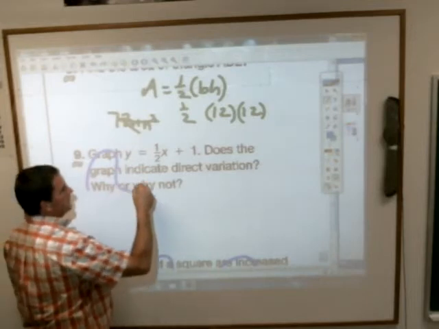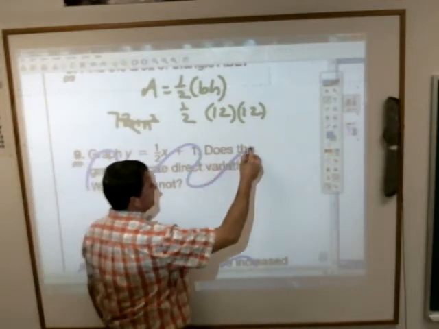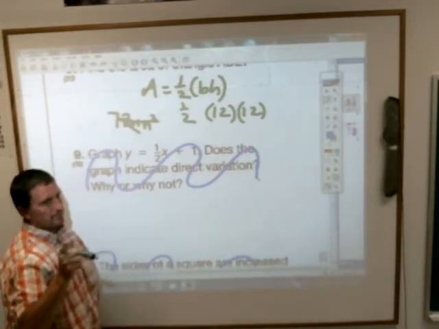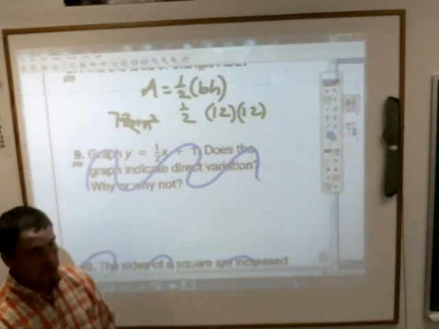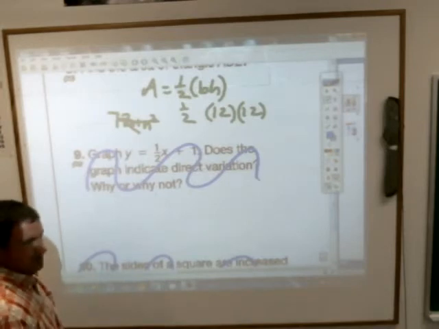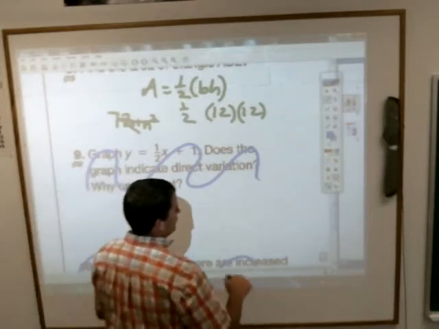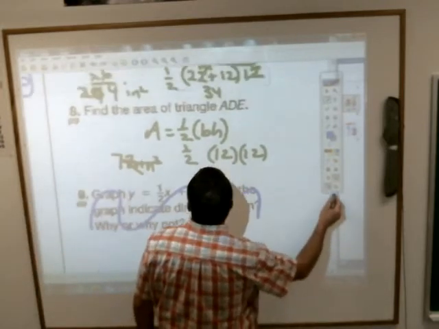How do you know if something's direct variation? Exactly. It has to go through the origin and it has to be a straight line. That's all it has to be. It's also called proportional or whatever.